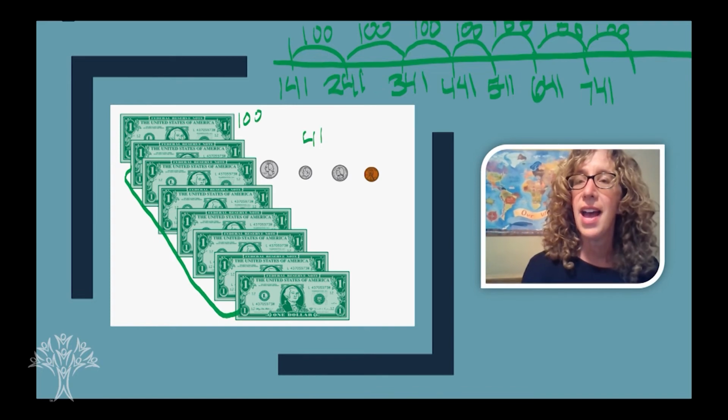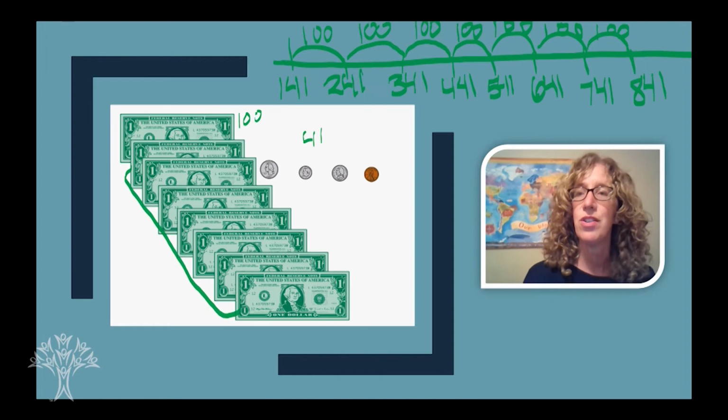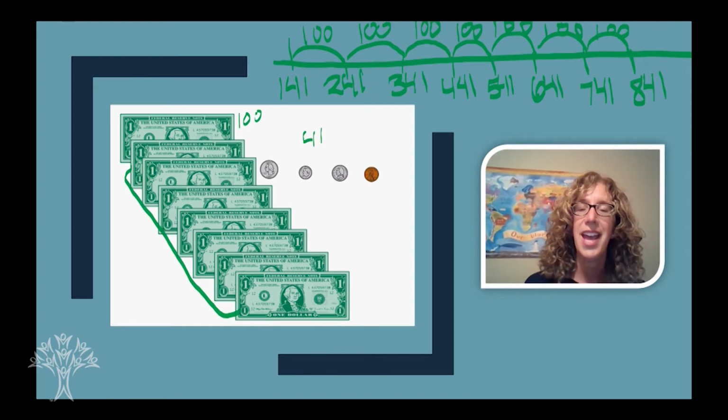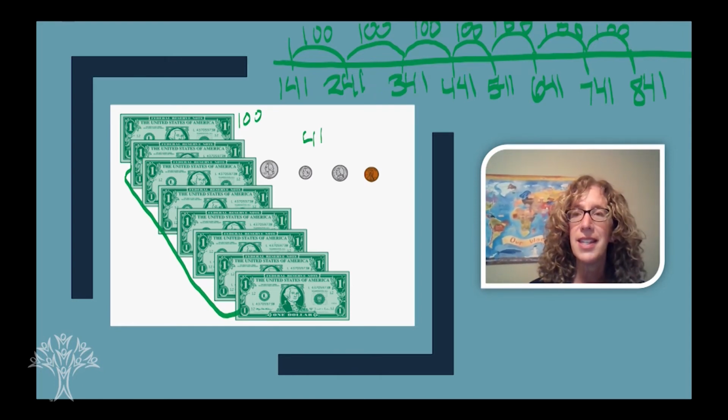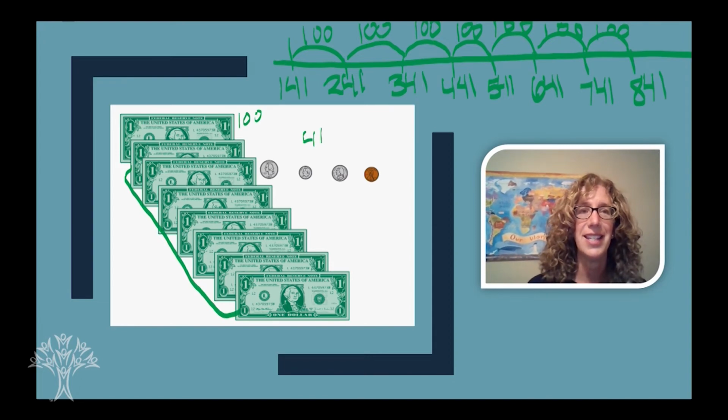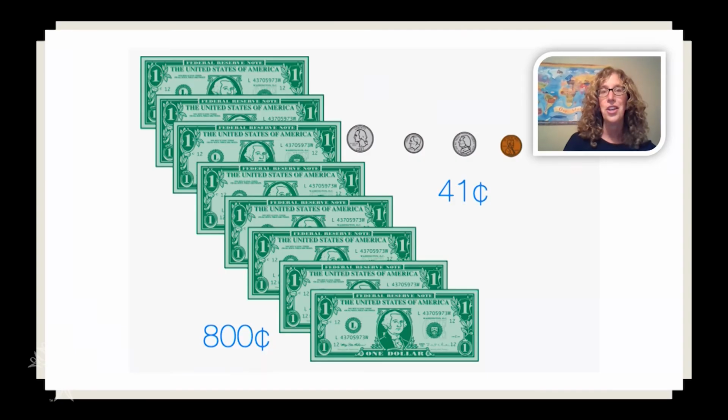And our last 100, a grand total of 841 cents. And you can see in our picture that's the same as $8.41. You are getting really good at making jumps on a number line. Let's see if you're up for a challenge.